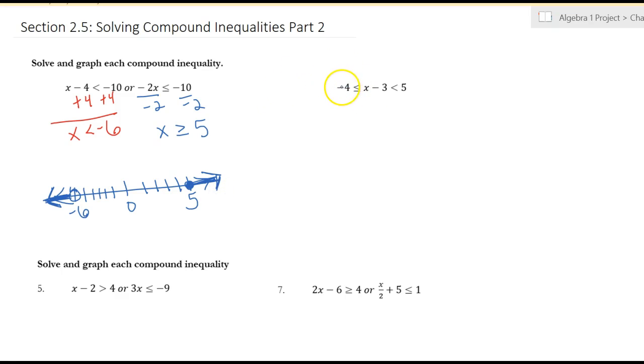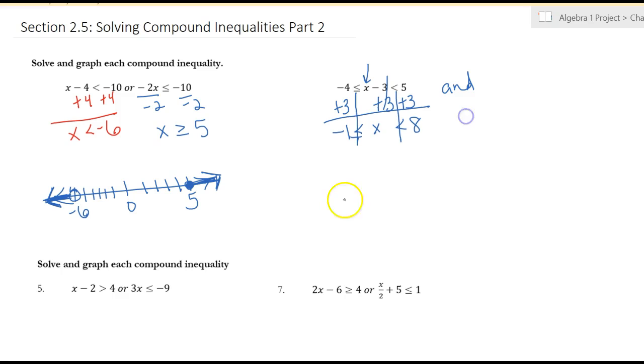Okay, so this one's a little different. You can separate them, but I really think it's helpful just to draw 2 lines down from the inequalities, because really what you have is 2 separate problems, so that's why I have 2 inequalities. So now I have to get this x by itself. To get rid of a -3, I'm going to add 3 to both sides. And because it's 2 equations, I have to add it to all 3 places. So now I get -1, x, and 8.